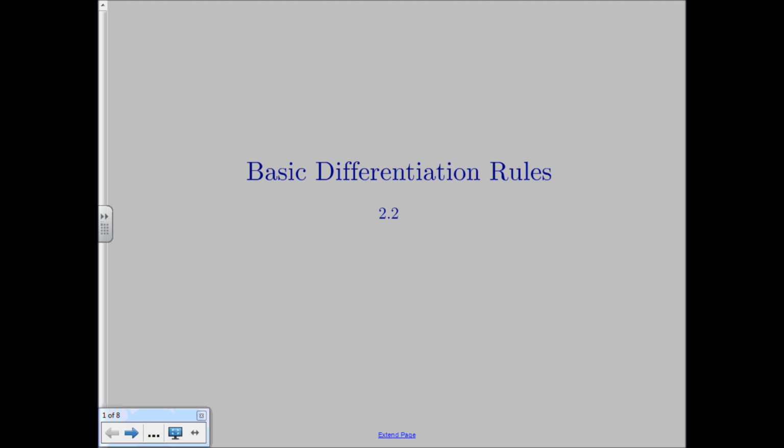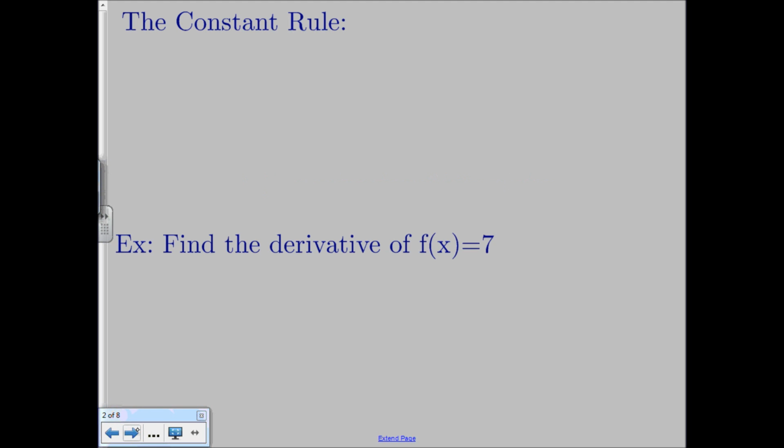Okay, so why don't we just get started then? The first rule we're going to talk about is the constant rule. Whenever we have a function that looks like f of x equaling c, which is just a number basically, like this example down here, f of x equaling 7, when you take your derivative, f prime of x, it's just going to be equal to 0. In other words, the derivative of any number is just 0.